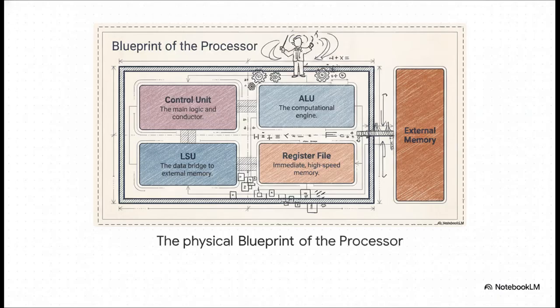While modern processors are staggeringly complex, if you strip them down to their absolute core, you'll find 4 specialized units working in perfect harmony. We've got the control unit acting as the brain's logic conductor, the ALU serving as the heavy-lifting computational engine, the register file providing lightning-fast immediate memory, and the LSU acting as the data bridge to the outside world. Let's take a closer look at what each one actually does.